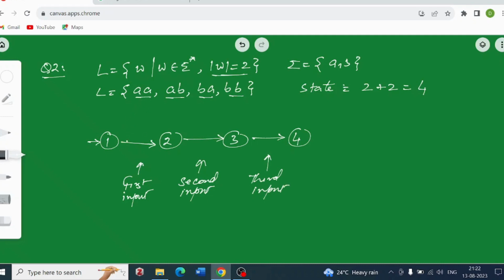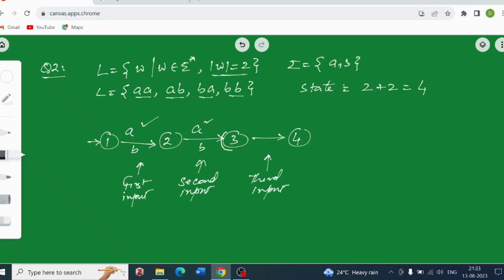In place of the first input, the first symbol of the string can be either A or B. Whereas the second character of the string, which will be accepted by this automaton, can be either A or B. So for all those strings whose length is exactly 2, that is, by consuming the first input and the second input, the machine should be in the final state. Therefore, state number 3 is to be a final state.